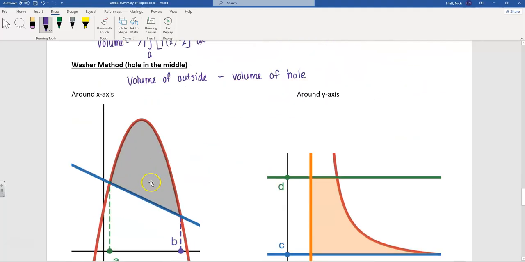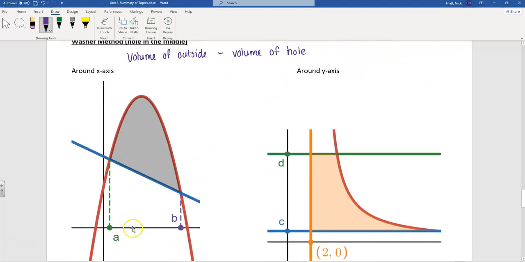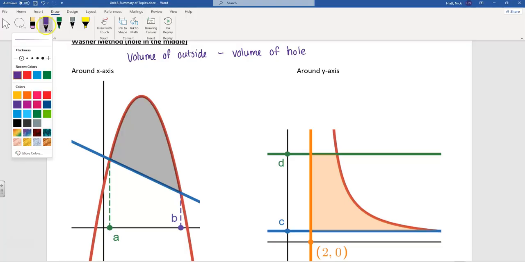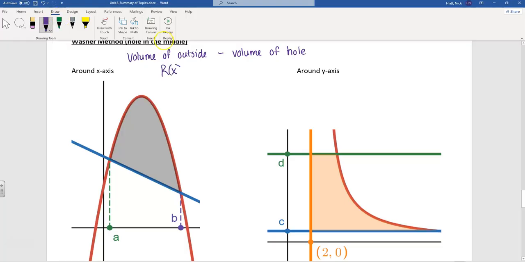So right here, if I rotate this around the x-axis, there's going to be a hole, right? So you have to be able to see, oh, there's a hole. If there is a hole, you're doing volume of outside minus volume of inside. You need capital R of x and lowercase r of x for your hole.